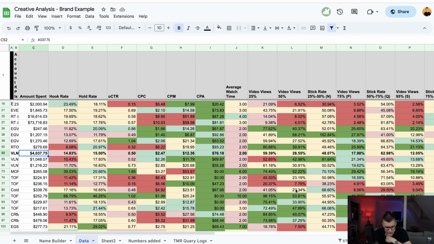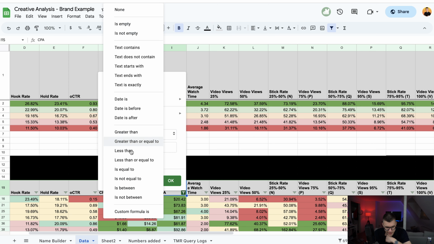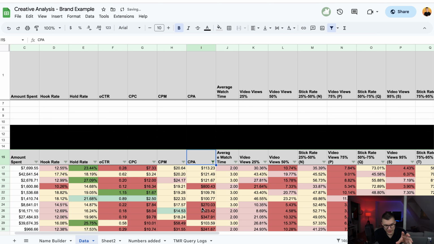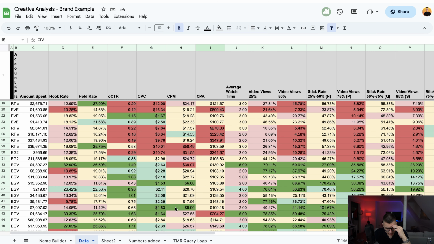On the counter side, I want to give you an example of a CPA that is greater than or equal to 99. Now we have all of the bad ads in here, right? And let's take a look at this one right here, for example, because it's got a good, above average hook rate, above average hold rate, above average CTR, above average CPC, right? So this ad would be destined to have a great CPA, right?